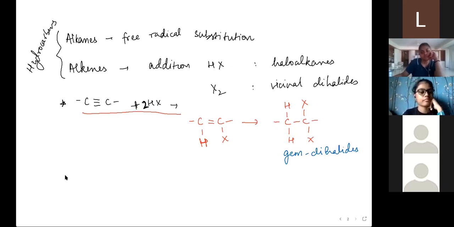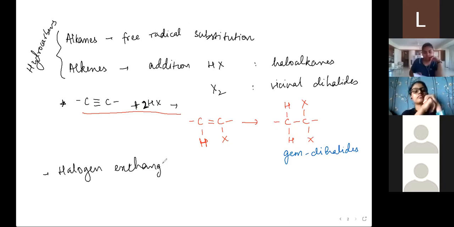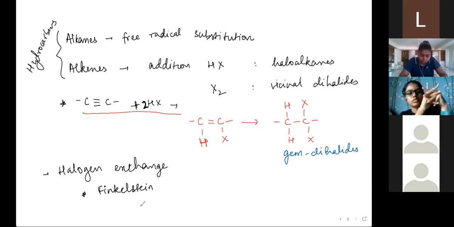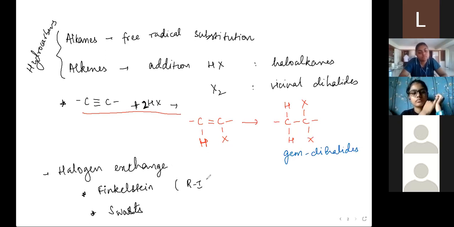Then you have halogen exchange reactions. Basically, in halogen exchange you start off with a haloalkane and then you replace the halogen on it. So two reactions in this case: you've got Finkelstein reaction and you've got Schwartz reaction. Finkelstein's is used in the production of iodides and the other is used in the preparation of fluorides.